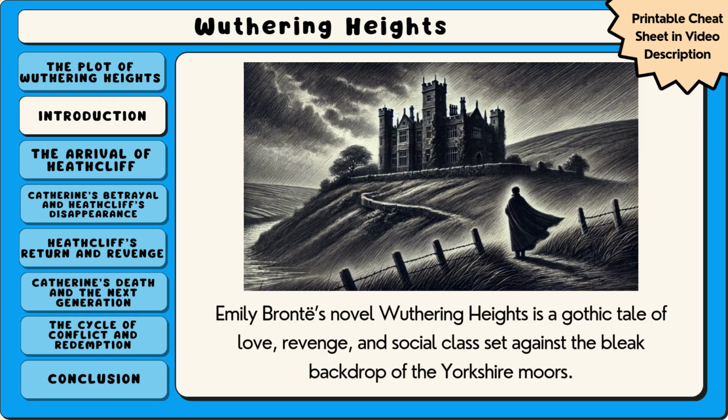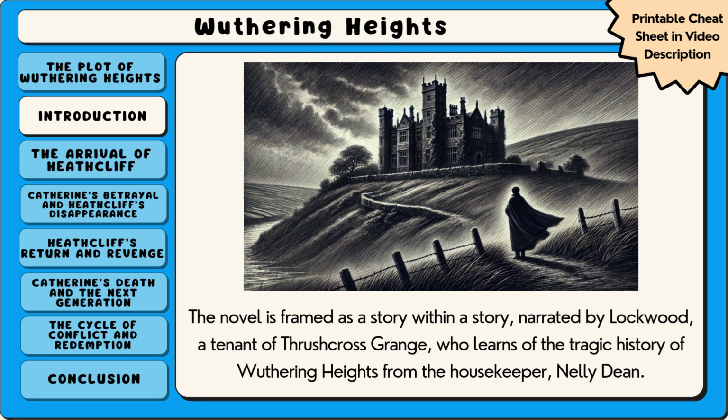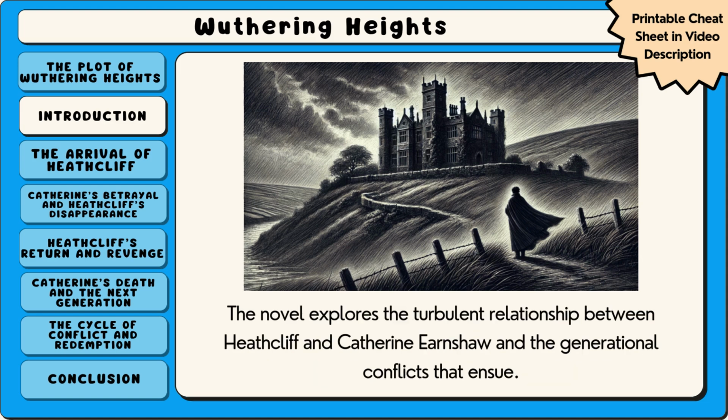Emily Bronte's novel, Wuthering Heights, is a gothic tale of love, revenge, and social class set against the bleak backdrop of the Yorkshire moors. The novel is framed as a story within a story, narrated by Lockwood, a tenant of Thrushcross Grange, who learns of the tragic history of Wuthering Heights from the housekeeper, Nellie Dean. The novel explores the turbulent relationship between Heathcliff and Catherine Earnshaw and the generational conflicts that ensue.